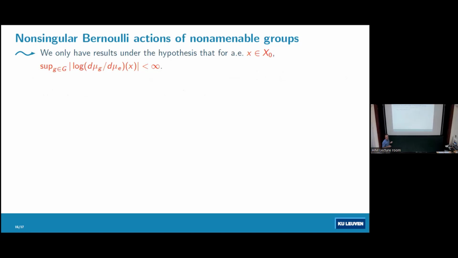So here is a first assumption we have to make. We have to assume that somehow the base measures mu g are not too wild, in the sense that the Radon-Nikodym derivative should stay away from 0 and plus infinity. If you take the logarithm, it should remain bounded, but in a pointwise way.